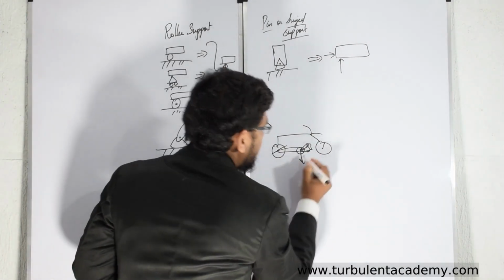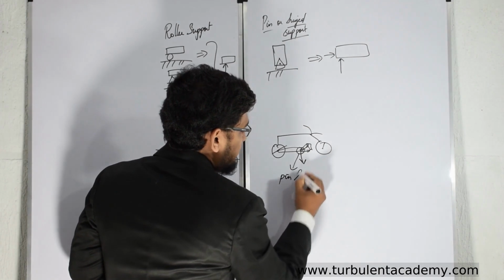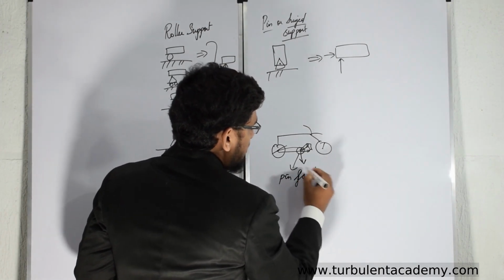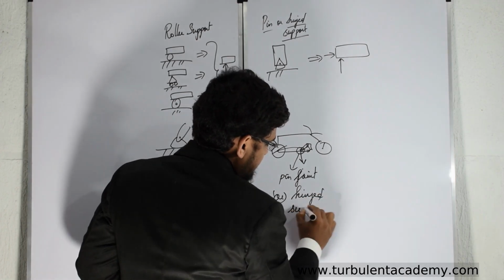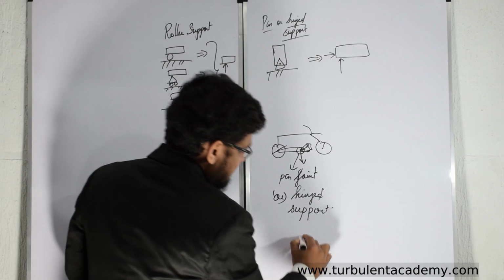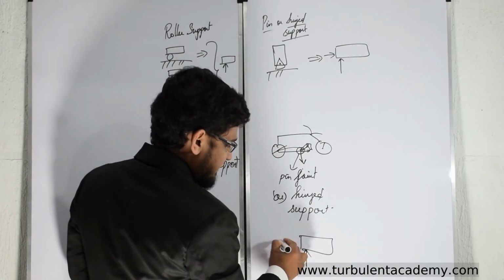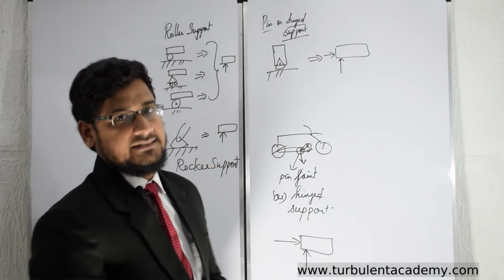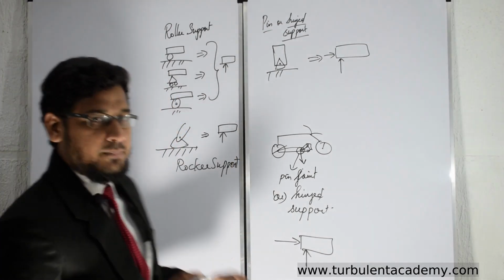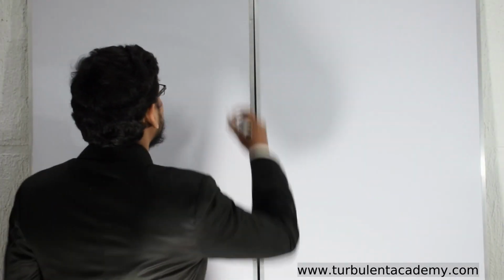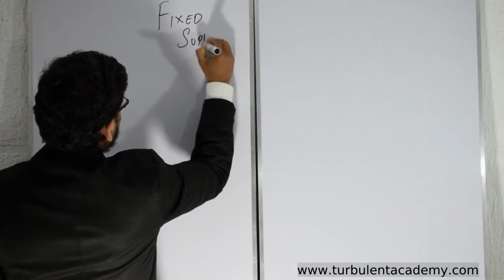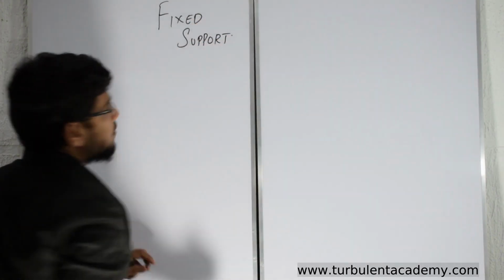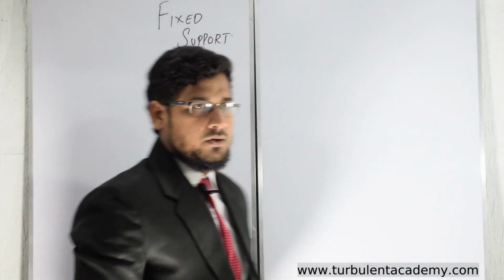This kind of joint can be known as a pin joint or hinged support, some kind of support or joint. So it resists us in the vertical direction and horizontal direction. So this is the pin support. Hope you understood the concept. Next thing is fixed support. Till now we have seen roller, rocker and pin or hinged.